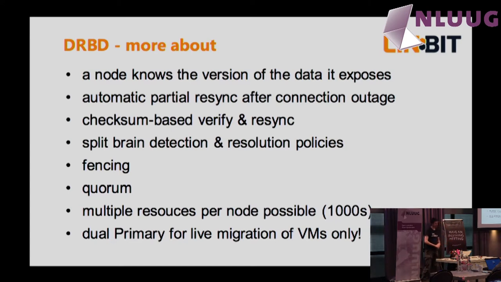Some more details about DRBD. So DRBD nodes know what the version of the data is that they expose. Normally they will call themselves up to date if they have the newest version of the data. But then one system might stop replication for whatever reason, either because there is a power outage or because the replication link has disconnected. And in that case, obviously another system will take over and change the data subsequently, so it will generate a new generation based on the generation of data that the stopped node has. And once those two nodes reconnect, DRBD will figure out that the data on one of the nodes is newer than the data on the node that was behind for reasons of power outage or replication failure.